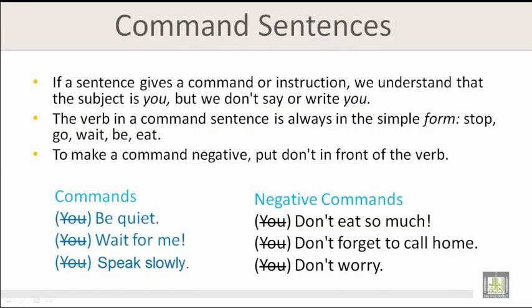Command sentences. If a sentence gives you a command or instruction, we understand that the subject is you, but we don't say or write you. The verb in a command sentence is always in the simple form: stop, go, wait, be, eat. To make a command negative, put don't in front of the verb.